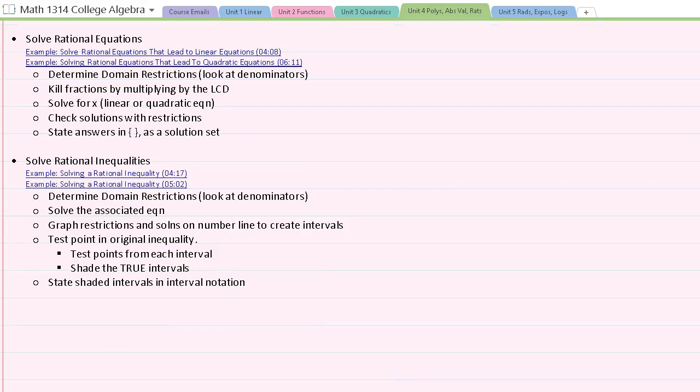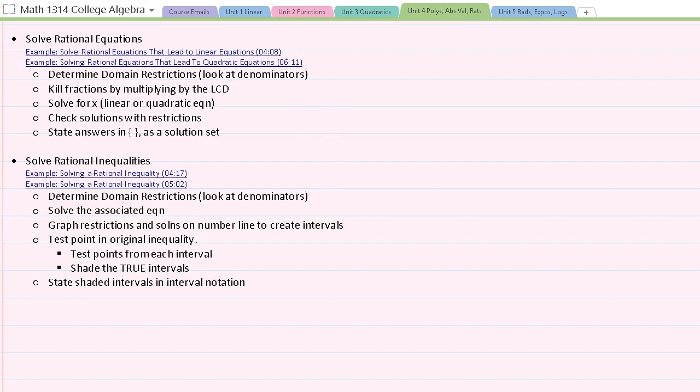To solve rational equations, we first need to determine the domain of the functions involved in the equation. Since rational functions are guaranteed to have vertical asymptotes, we know that there will be a domain restriction: x values that make the fraction or the rational function undefined and are not part of the domain. To find the domain restriction, set all the denominators that contain x equal to 0 and solve for x. These x values are your domain restrictions.